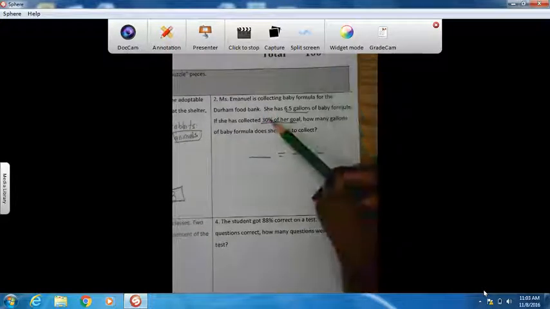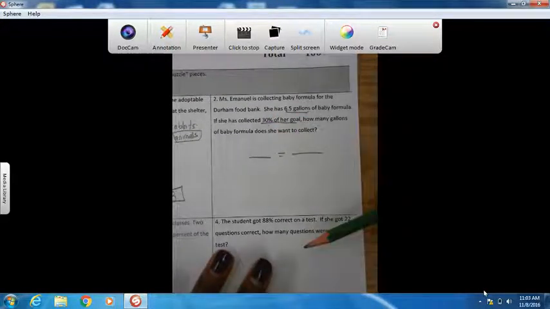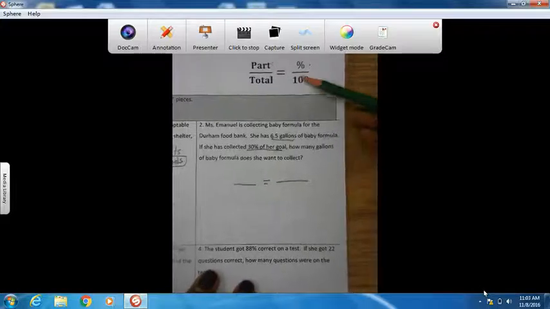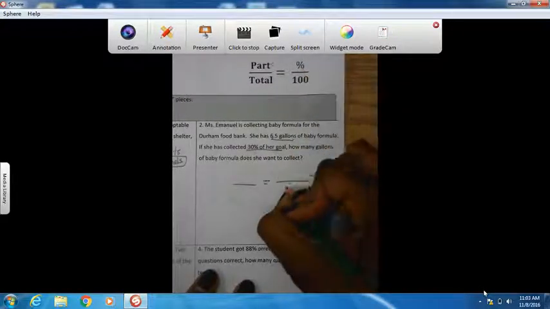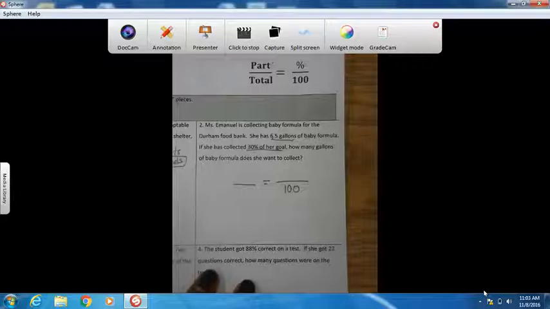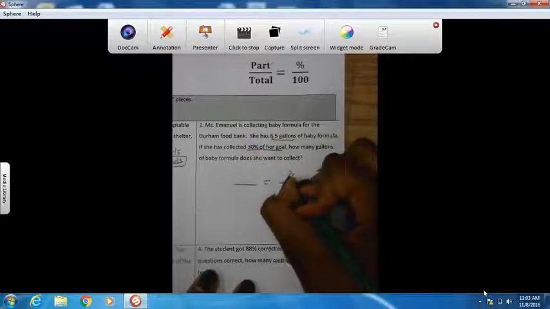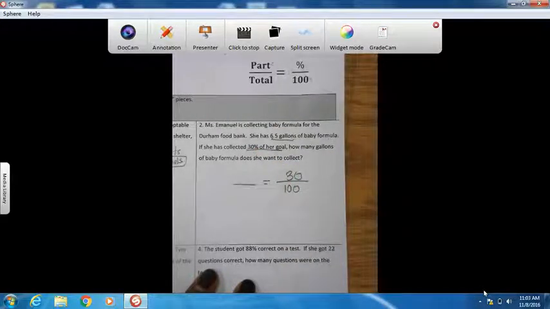And in this problem, it actually gave me a percent. So before I even go back to read, I'm going to represent 30% as a fraction. The denominator is going to be 100, and for 30%, the numerator will be 30. Let's go back and read.